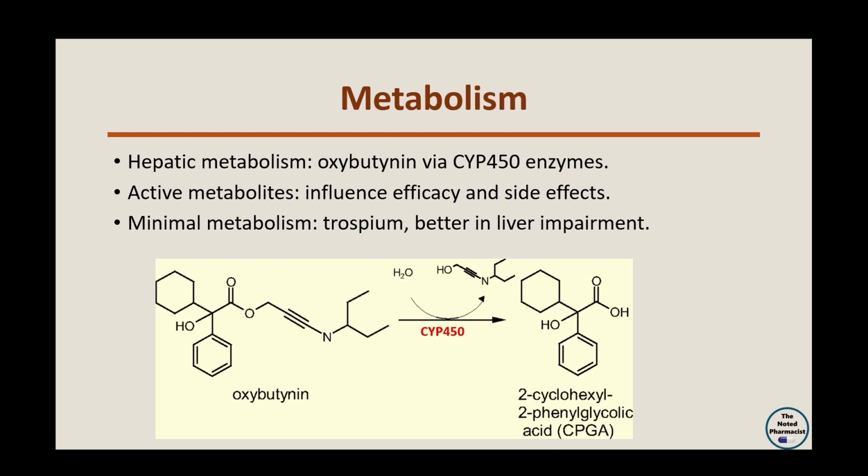Metabolism: the metabolism of anticholinergics primarily occurs in the liver, with hepatic enzymes like CYP450 playing a significant role for drugs such as oxybutynin. This drug undergoes extensive first-pass metabolism, forming active metabolites that contribute to its therapeutic effect but also its side effect profile. Drugs with minimal hepatic metabolism, such as trospium chloride, offer a pharmacokinetic advantage in patients with liver impairment.